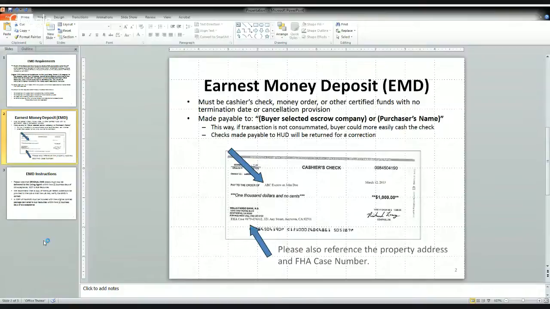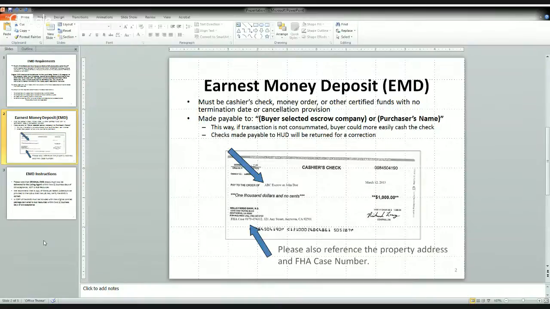Now, here's an example of what the earnest money check should look like. This is a cashier's check, the preferred method of delivering earnest money. Of course, a money order is also acceptable. But I want to point out a couple of important requirements on this cashier's check. If you look at the pay to the order of line, in that big blue arrow, it says ABC Escrow or John Doe. You can see that they have listed both the escrow company's name, the buyer's name, and the word "or." That entire amount is there. They've made it correct for the earnest money amount of $1,000. That signifies that the purchase price is $50,001 or higher.